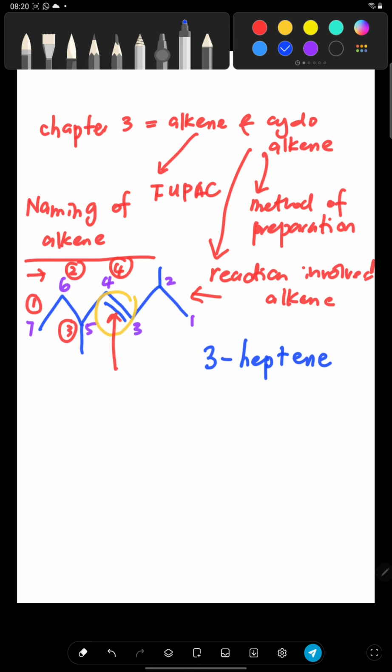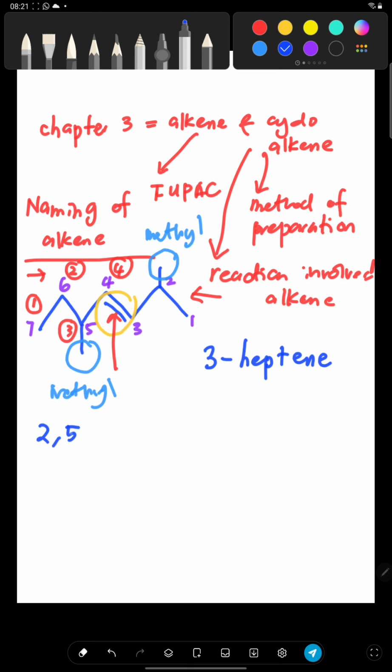After that, you need to locate the position of the substituent. So what is the substituent? The substituent is methyl. What is the location of the substituent? The locations of the substituents in this question are at carbon number 2 and carbon number 5. So 2, 5.